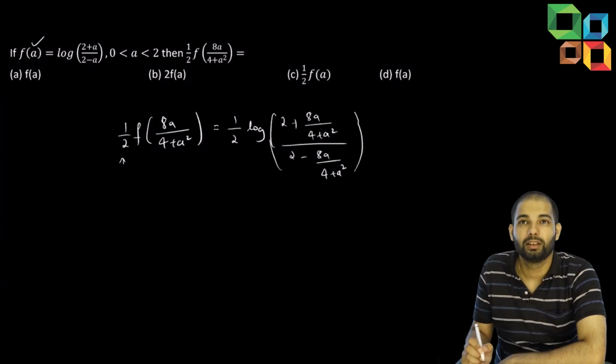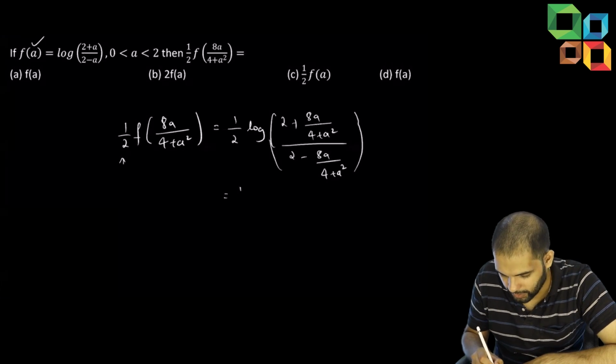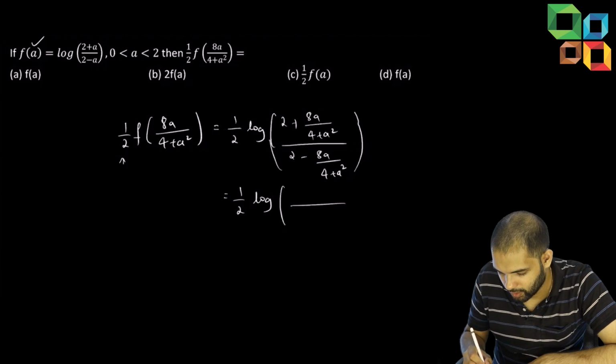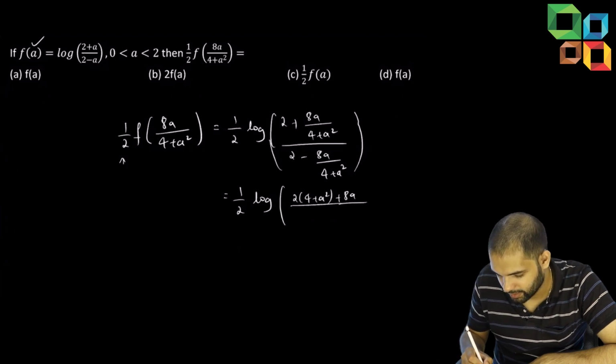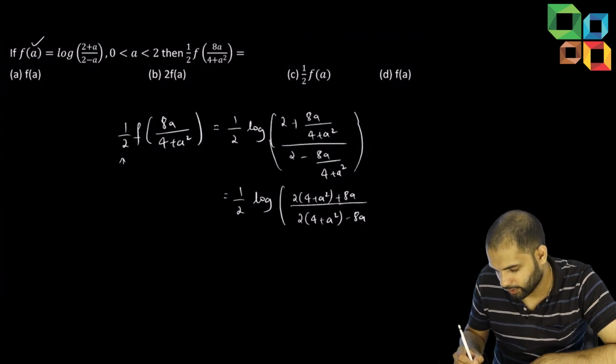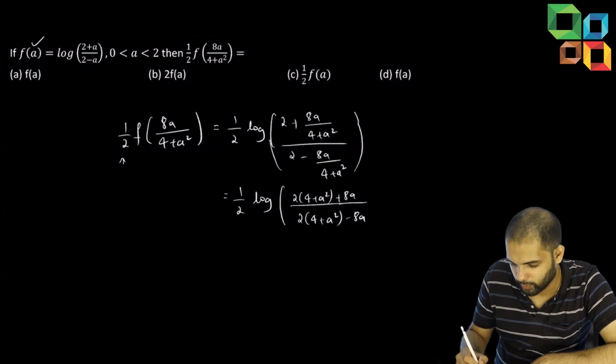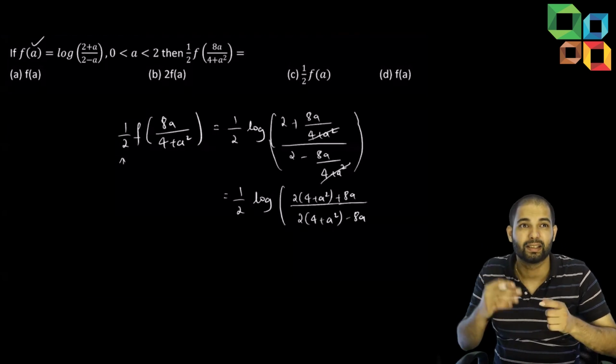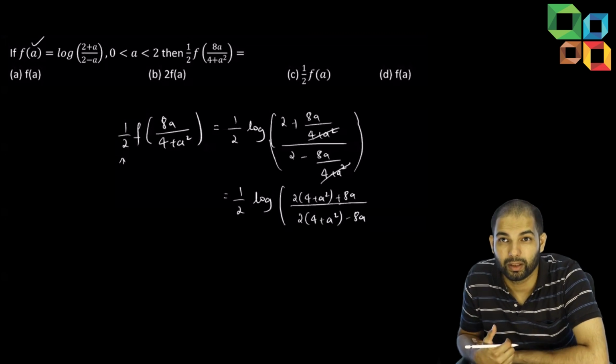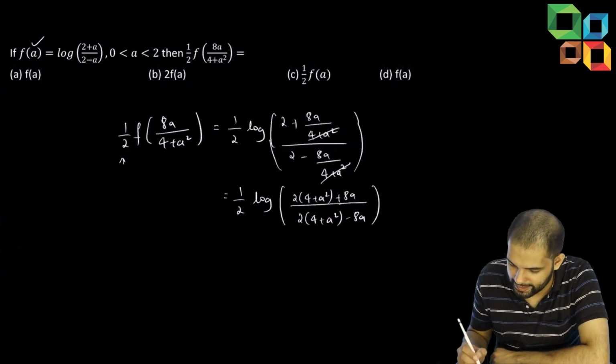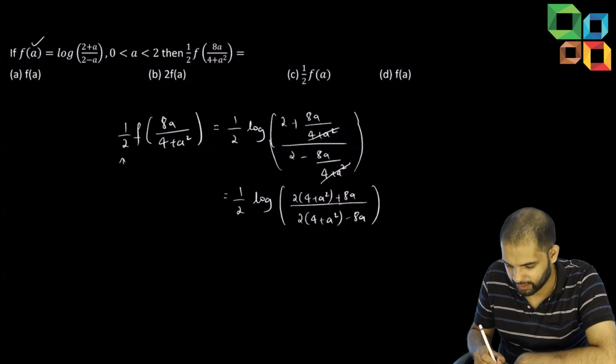Now I'm going to take the LCM. Half of log. So this is 2 into 4 plus a square plus 8a. I'm taking LCM. I didn't write the denominator yet, I'll tell you why. 4 plus a square minus 8a. Now you can see the denominator in both is 4 plus a square, so it will get cancelled. That's why I didn't write the denominator. If you want, you can write one more step and then simplify.